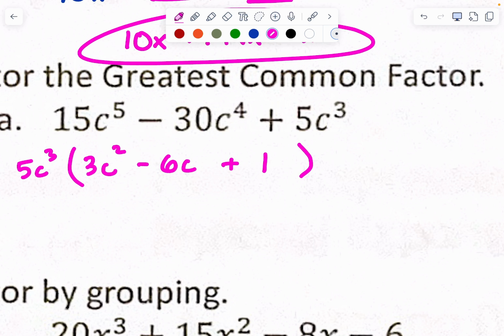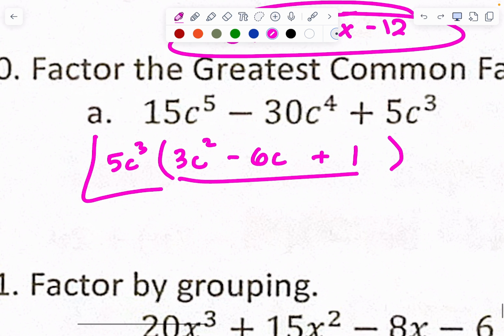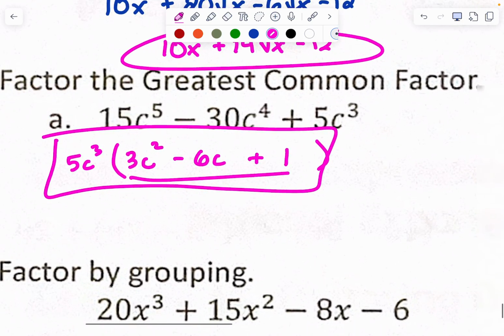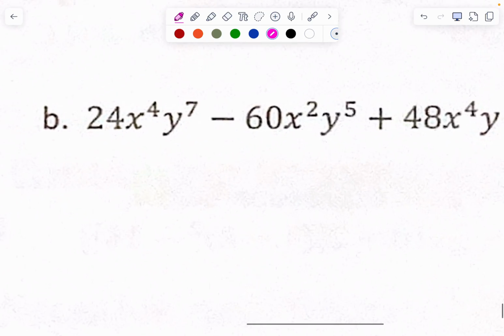Can we break this guy down further? Yes. I'm kidding. No, you can't. If it's a complex trinomial, what's 3 times 1? 3. Can you multiply to get 3 when you add them give you 6? No, you can't. So we're done. Yay. Okay. That was A. Okay, you do B, and I'll do B quietly. And then you check your answer.